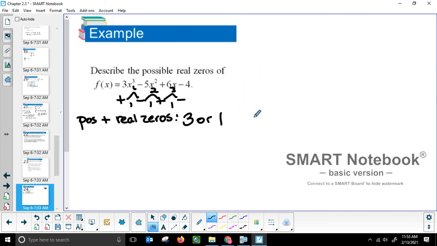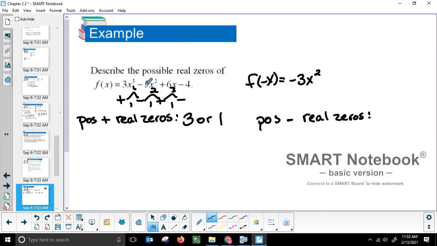Now, to do possible negative real zeros, we have to look at f of negative x, which means we plug a negative x in everywhere there's an x. If a negative x is raised to an odd power, the negative stays through, and it's going to change my leading coefficient. If we plug negative x into an x with an even power, the negative just disappears, and the coefficient stays the same. So because this is odd, my leading coefficient will change.